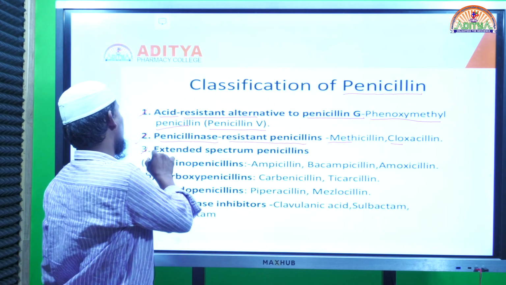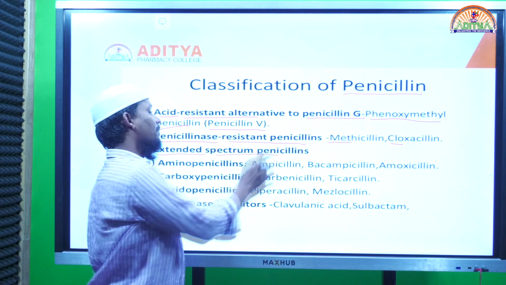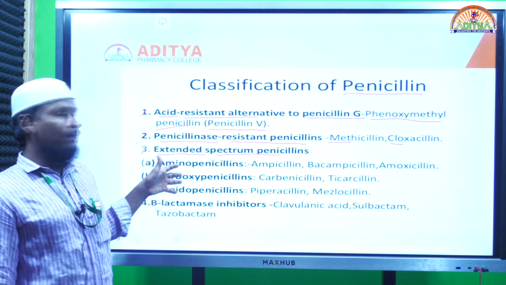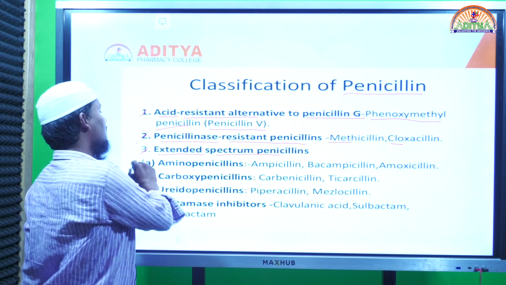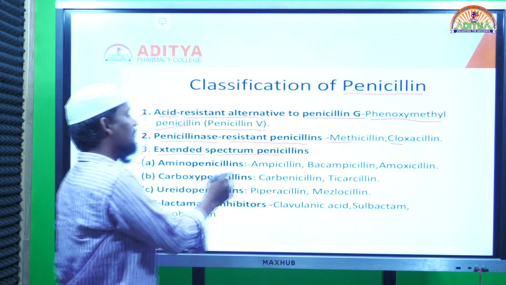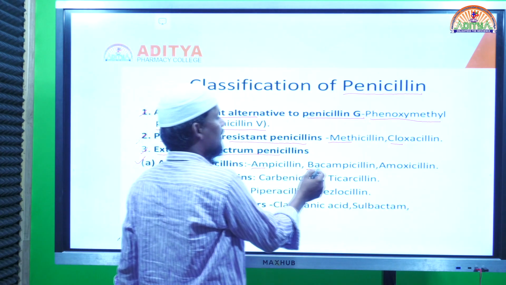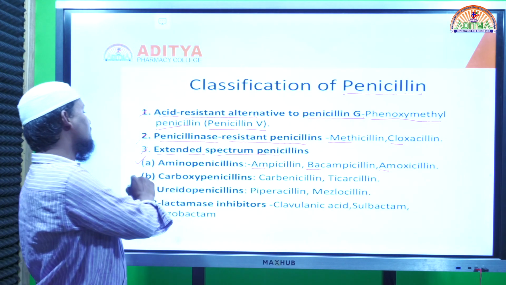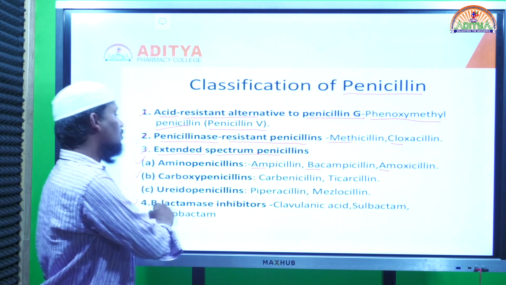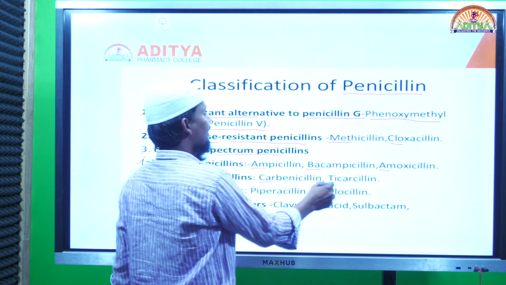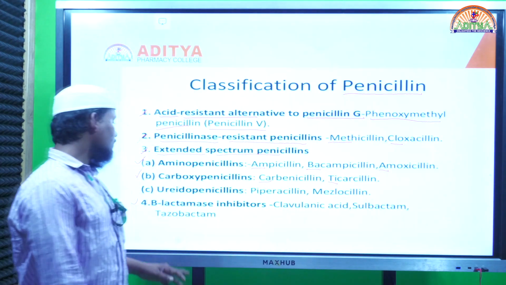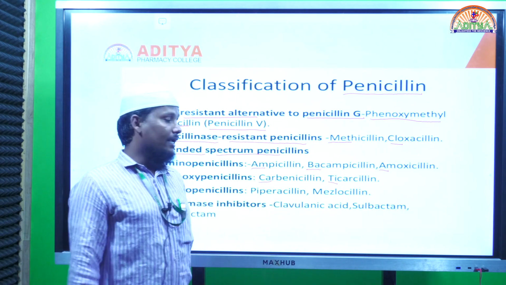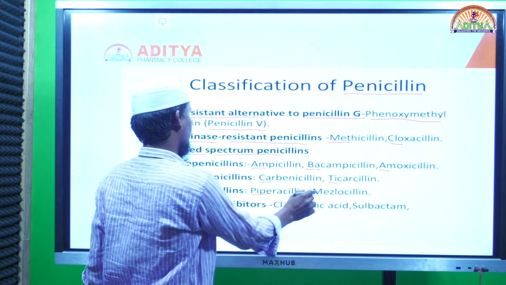Next one, extended spectrum penicillins. There are 3 classes in these extended spectrum penicillins. The first one is aminopenicillins. Examples: ampicillin, bacampicillin, amoxicillin, and carboxypenicillins, those are carbenicillin and ticarcillin. Then ureidopenicillins like piperacillin and mezlocillin.